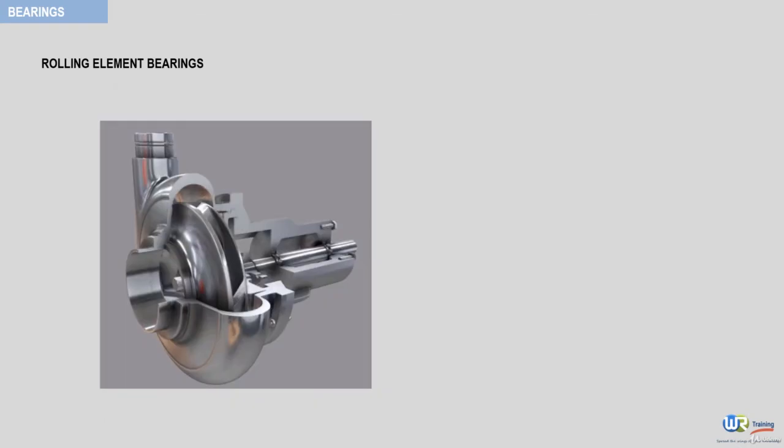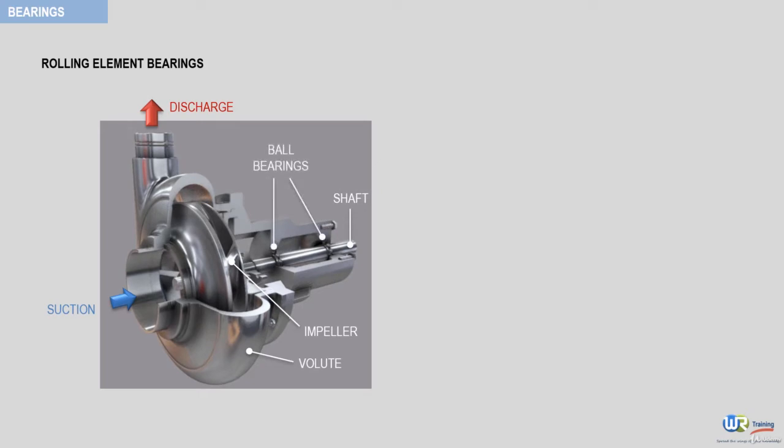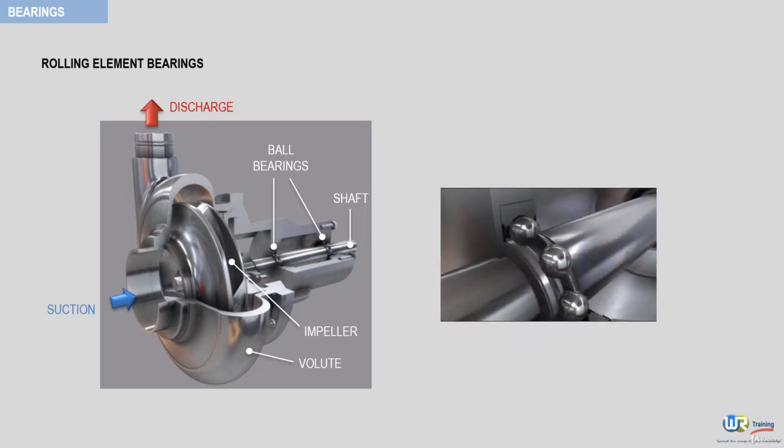What you can see here is a cross-section of a typical centrifugal pump in service. So here you can see the suction side of the pump, the discharge side, the volute, the impeller, which is in our case here a closed impeller, the rotating shaft, and here you can see the ball bearings, also called anti-friction bearings. Now let's zoom in and take a close look at the bearings. So here you have the rotating shaft, the rolling elements or the ball bearings, the cage, the inner ring and the outer ring. And here is the bearing in animation.